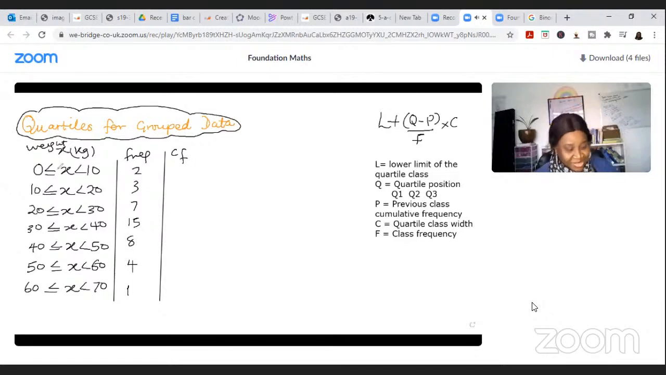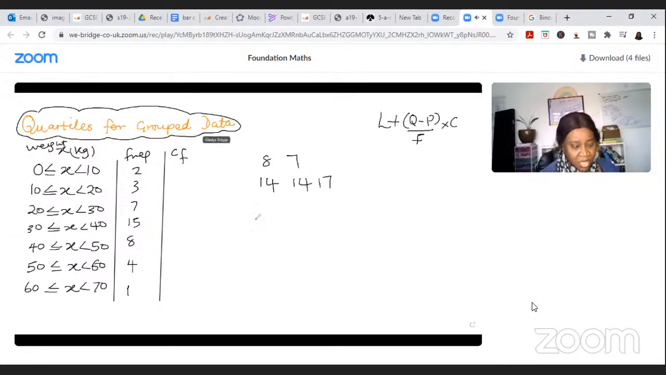What this means is that between 0 and 10, there are 2 numbers there. Okay? So maybe they are 8 and 7. Between 0 and 10, there's 2 of them. Between 10 and 20, there's 3 of them. So maybe it's 14, 14, and 17. Okay? 3 numbers. And then between 20 and 30, there's 7 numbers. Sorry, guys, I need to explain something.